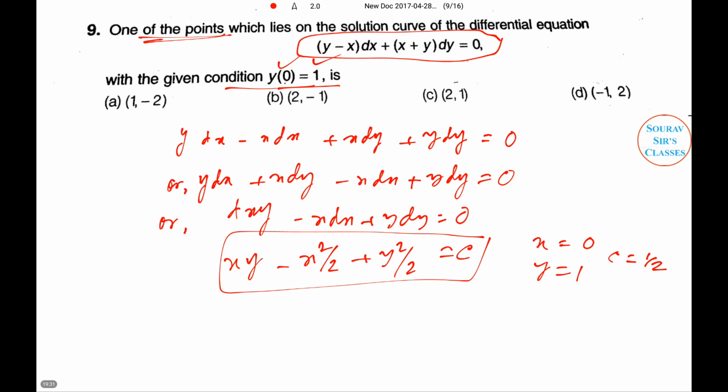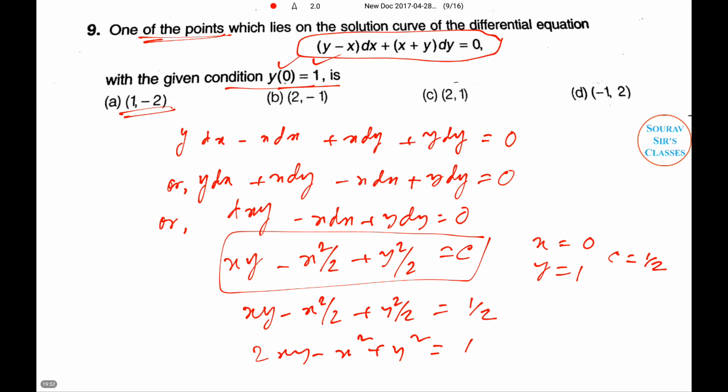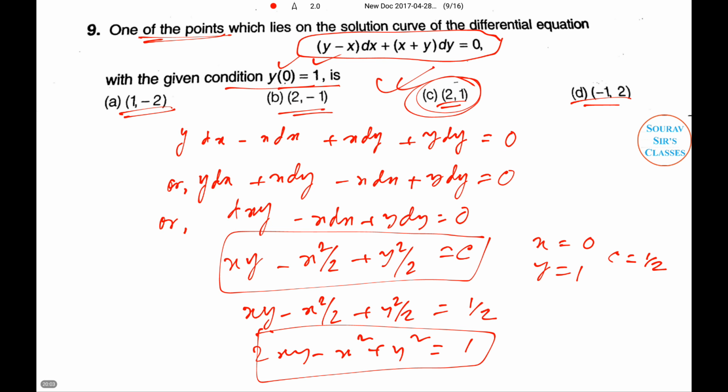So just put it over here in this equation. So you will get xy minus x square by 2 plus y square by 2 equal to half. Multiplying both sides by 2, we get our equation, that is 2xy minus x square plus y square equal to 1. Okay. Hence, now all we have to do is check these 4 points one after another and see which of them satisfies this equation. After putting them in you can see that (2, 1) is the only point which satisfies. Hence (2, 1) is the answer and C is the correct option.